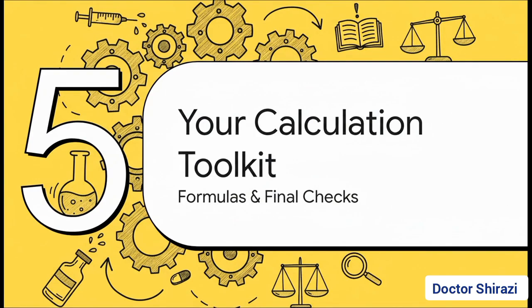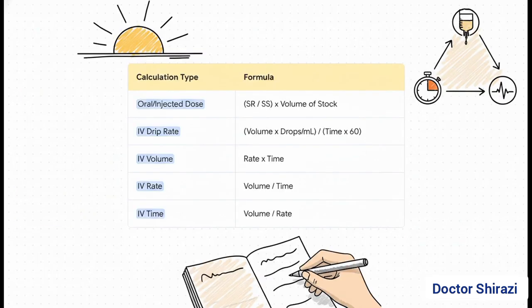Whew, we have covered a lot of ground. So let's pull all of this together into a final toolkit, something you can use as a quick reference to make sure all these critical ideas stick. Here they are, the essential formulas we've been talking about all in one spot. You've got your sunrise over sunset formula for doses and the whole interconnected triangle of IV calculations for volume, rate, and time. This is your go-to cheat sheet.